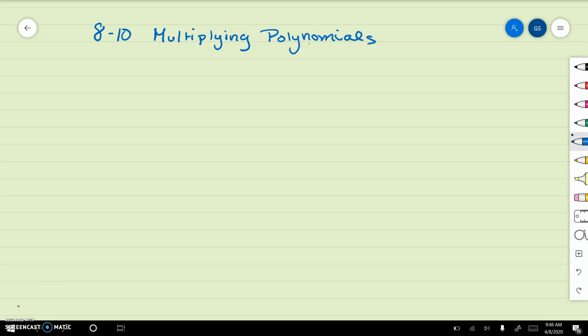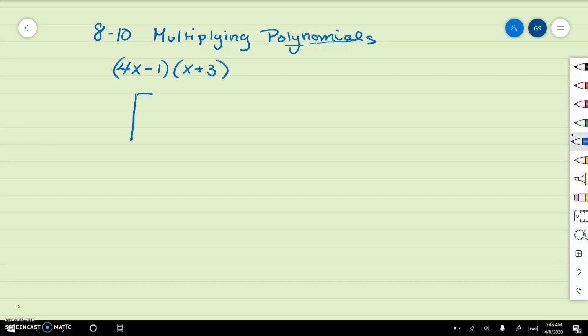Okay, so if you remember, a polynomial is just something with more than one term. We specifically have binomials and trinomials, but they're also polynomials. So here's what we're going to do. We're going to start with something from yesterday, or last lesson, I should say. 4x minus 1 and x plus 3.